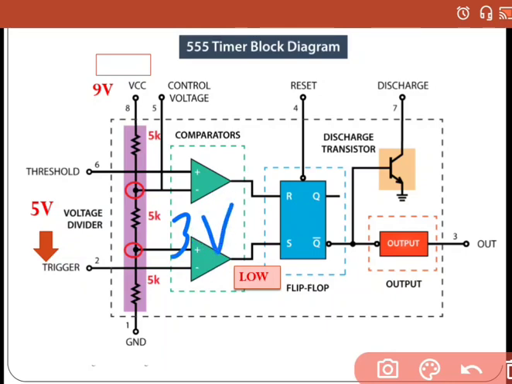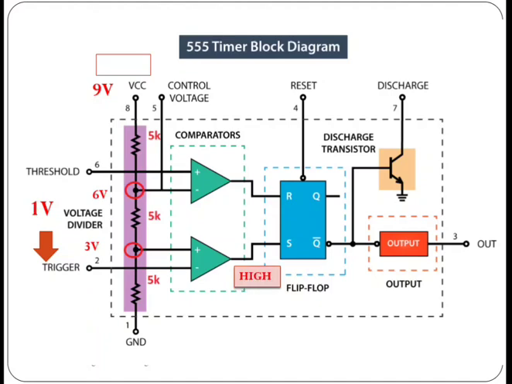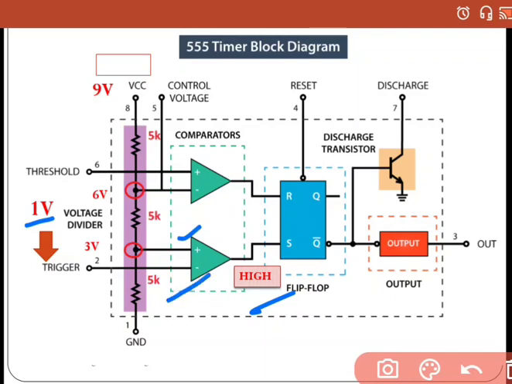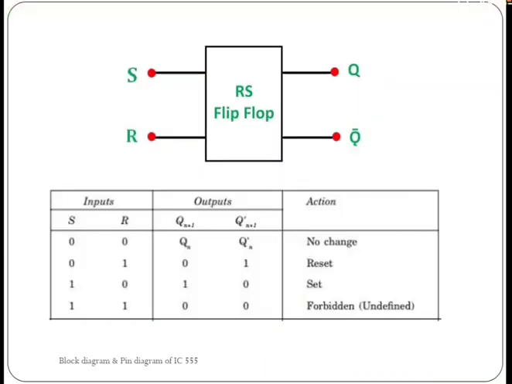So the inverting input terminal voltage is greater than the non-inverting input terminal voltage, so the output will be low for this case. Now consider another case. If the trigger voltage has dropped below 3 volt, now it is 1 volt, what will be the output voltage? Obviously it will be high, because V plus here is greater than V minus. The output of the comparator will be high.